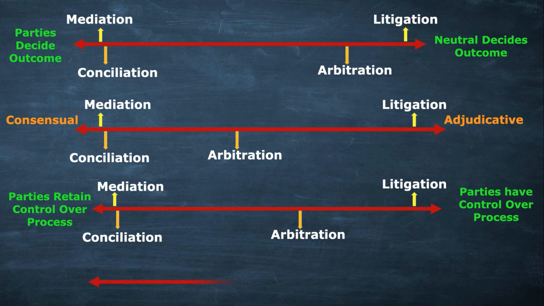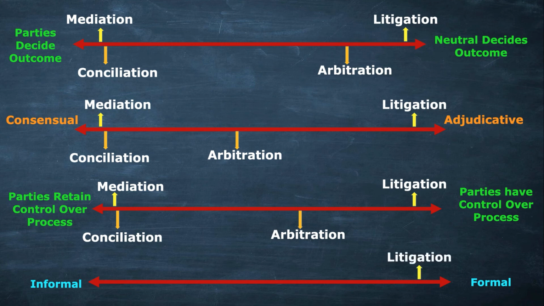The last continuum that we have is formal and informal. See which one is more formal and which one is less formal. Of course, litigation is completely formal, arbitration is comparatively less formal, mediation is again comparatively very less formal, and conciliation is again similar to mediation. So we have seen the differences among all these four terms on the basis of four continuums.